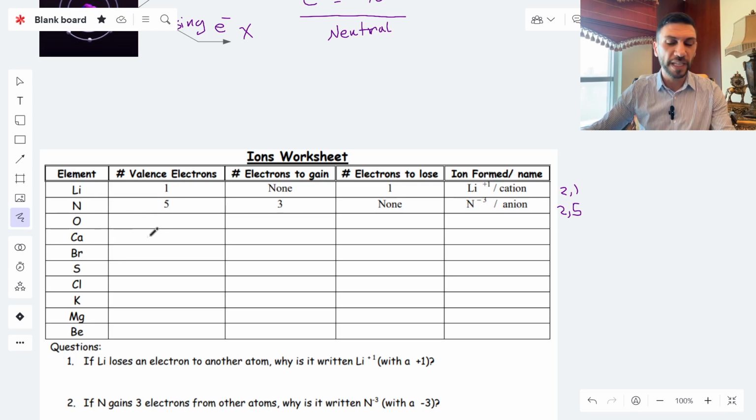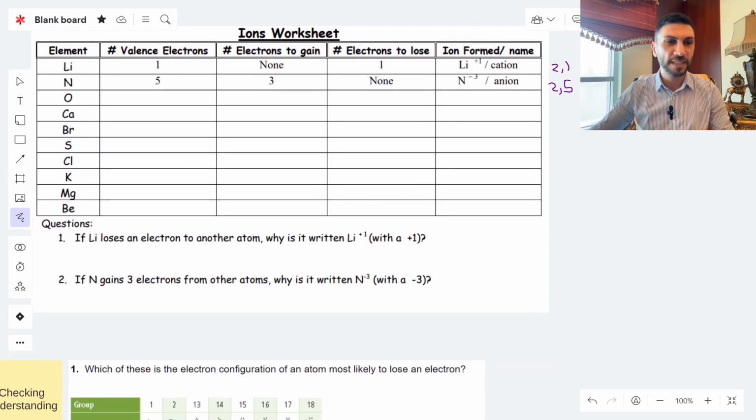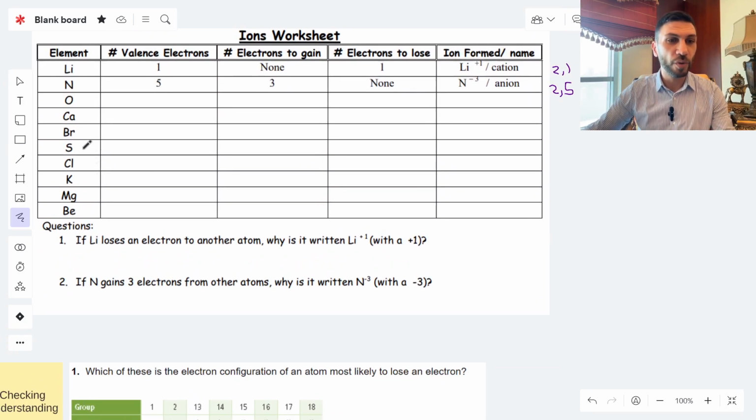Let's do it, for example, for calcium. If we check calcium, it has an atomic number of 20. It's not written here. So let's take, for example, oxygen. The electron configuration of oxygen, because it has 8 electrons, is 2 and 6. The number of valence electrons is 6. The electrons to gain, we need to make it 8, so we can gain 2 electrons. Electrons to lose are none. And the charge of the oxygen ion is negative 2, because we gained 2 electrons, and it's going to be an ion.